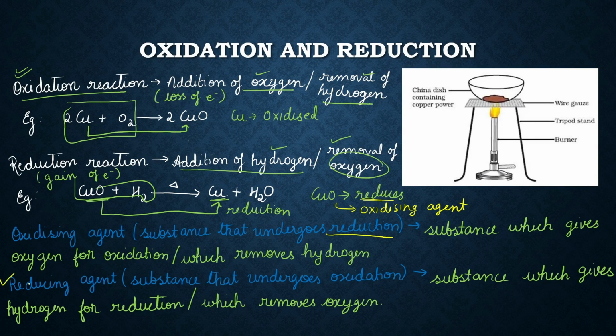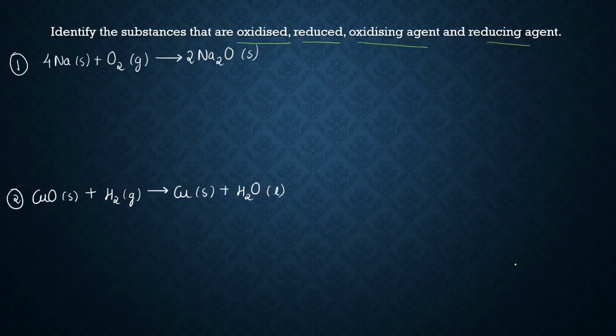Next is the reducing agent. A reducing agent means all those substances which undergo oxidation. In the sense, all those substances which give hydrogen for the reduction process to happen, or which accept oxygen, means removes the oxygen from the reaction. It itself accepts the oxygen for the reduction process to happen, so the reducing agent facilitates the reduction process. Now let's understand how to identify the oxidized, reduced, oxidizing agent or reducing agent from the given equations. Most of the time this only is asked in the exam.